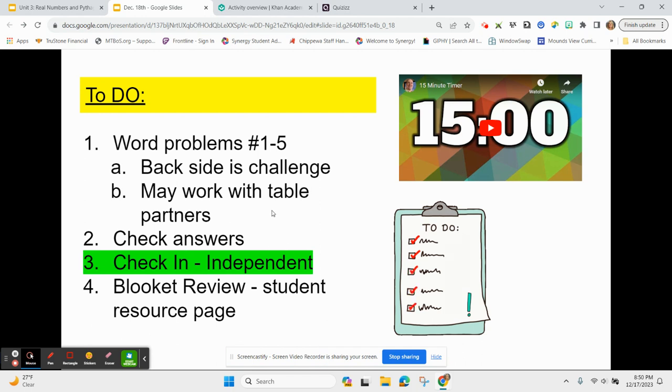Notice here highlighted number 3, you are going to do a check-in today, checking in on the Pythagorean theorem. That is an independent practice. You will have the remainder of the time in class to finish that up. There are 4 questions. You may use your notes. When you finish that check-in, I put a booklet in the student resource page to help you start reviewing for our tests that will be happening on Wednesday and Thursday this week.